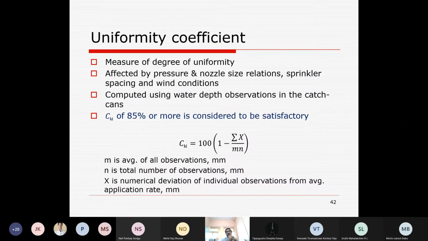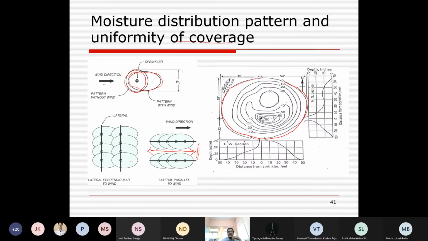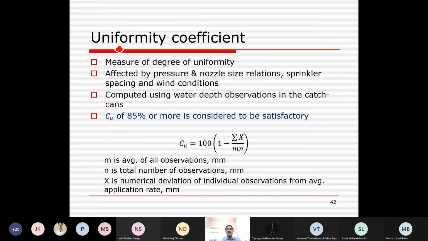Once we have observed through catch cans, putting catch cans at a certain interval, forming a grid, like say a 3 meter by 3 meter grid, we are putting cans to collect the water from a sprinkler that is operated at a certain pressure condition to find out the uniformity of the system. Uniformity we are usually measuring in this way. This uniformity coefficient measures the degree of uniformity.